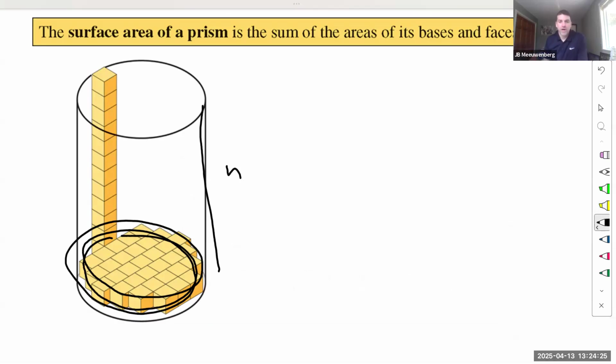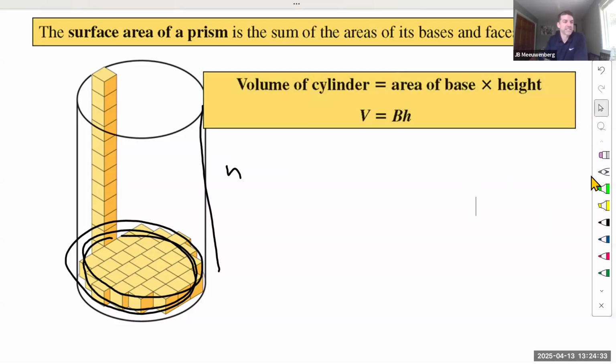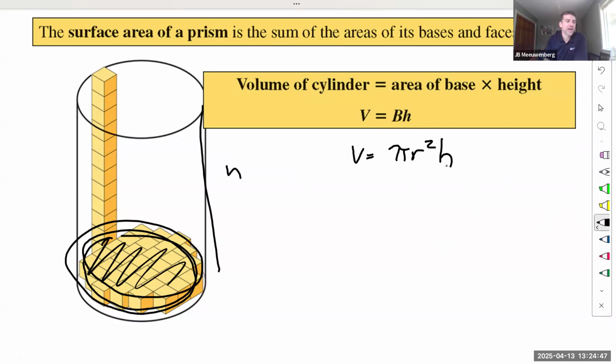So the volume of a cylinder, just like with a prism, can be found by multiplying the area of the base times the height. Now we know that in any cylinder, the base is going to be found as the area of the circle, which is pi r squared, and then times the height. So again, volume of a cylinder is the area of a base times the height, and we know that specific area of the base is a circle, so it's always going to be pi times the radius squared times the height of that cylinder.